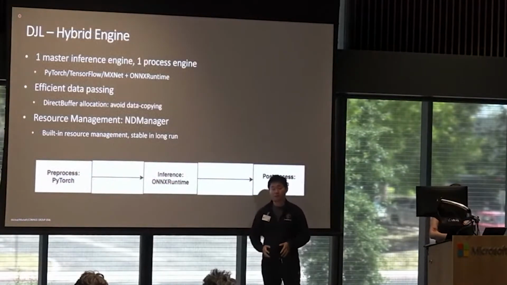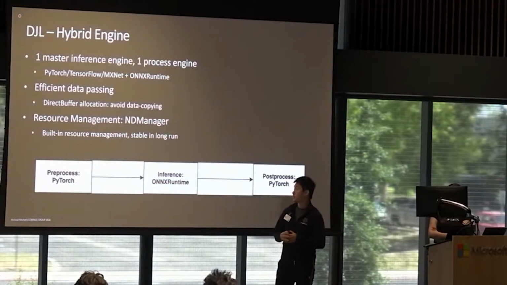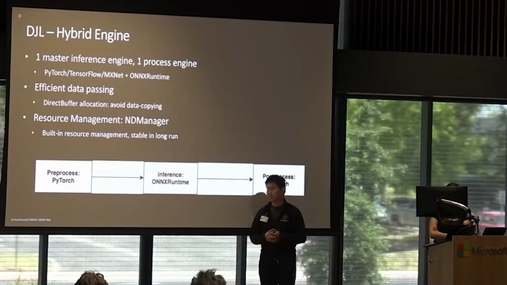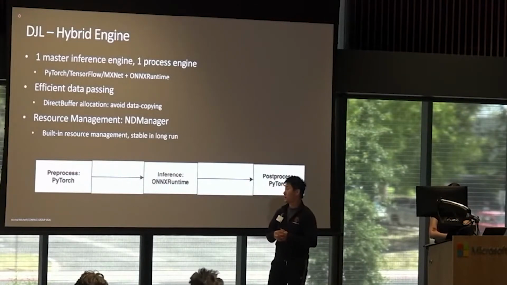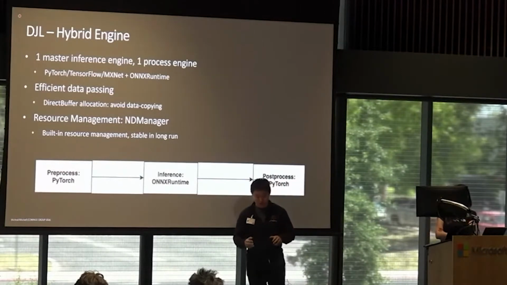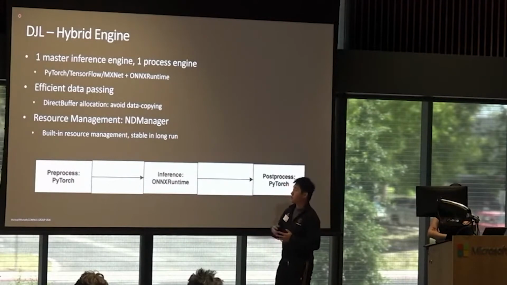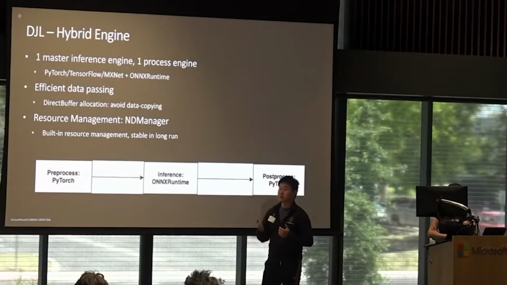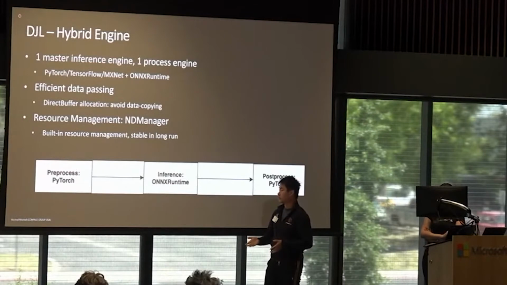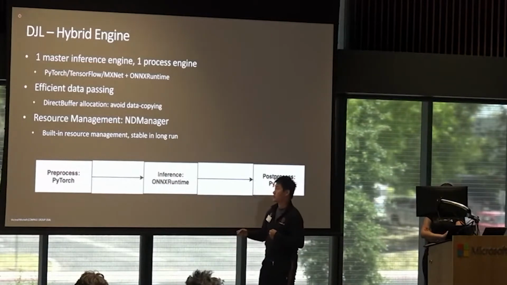We introduced a new concept called the hybrid engine. Essentially, it loads both engines together at the same time, and it also provides a smooth transition for customers when they are trying to switch engines to run inference. Basically, all you need is a master inference engine, here the ONNX Runtime, and one processing engine, here PyTorch. Since we support all the operators through PyTorch, TensorFlow, and MXNet, the user can choose one of the engines to serve as the processing engine.